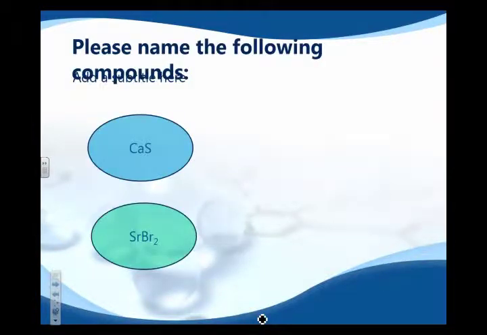Let's go ahead and name the following compounds. I've got CaS. So I'm going to name the first element, which is calcium, and then I'm going to name the second element and add an "-ide" ending. So this becomes sulfide. Down here on the second example, I have strontium, and then bromide.